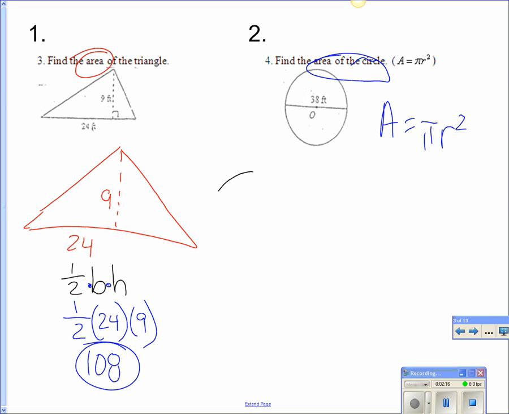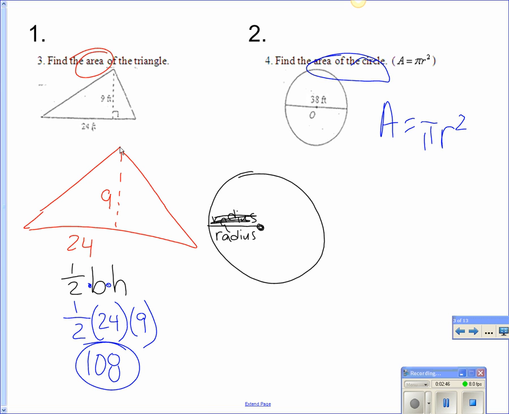Write this on your paper. Draw a circle. And I want you to label that the radius. The radius only goes halfway across. Anybody know what it's called when it goes all the way across? Diameter. And the way I remember that is just by how many letters are in the word.